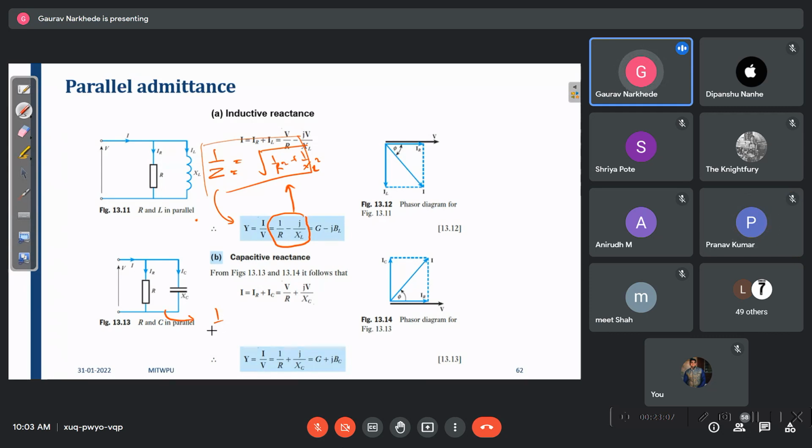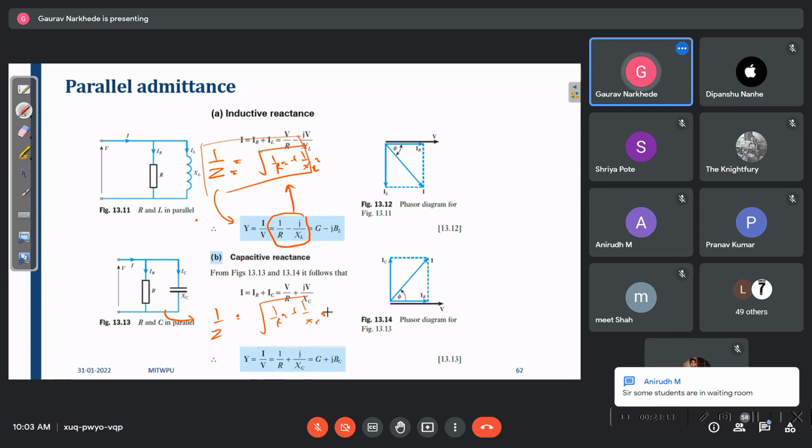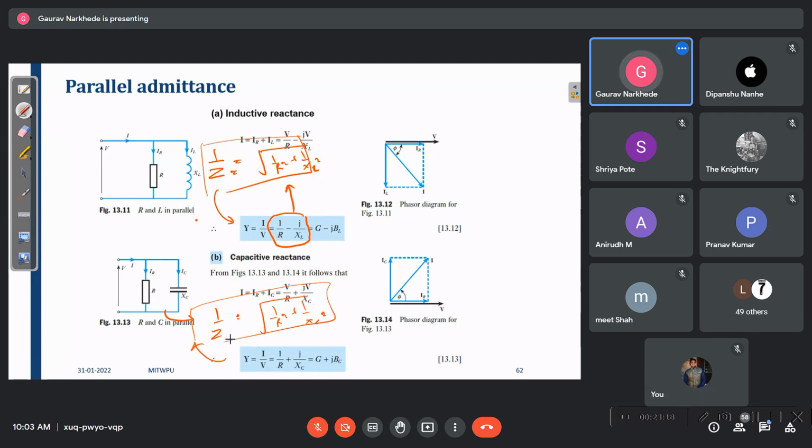Okay, so similarly, I can write admittance is nothing but 1 by Z is equal to 1 by R square plus 1 by XC whole square, correct? And this is again derived from the same thing, same logic.